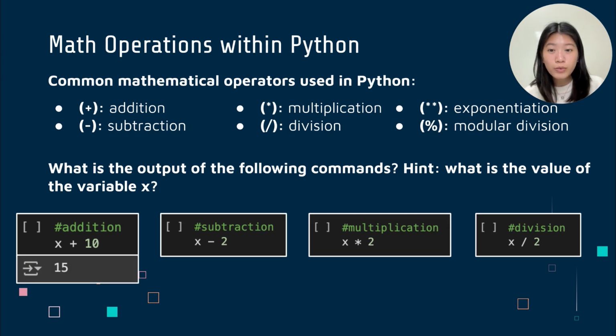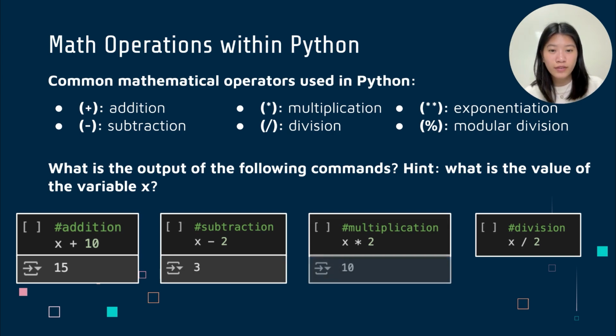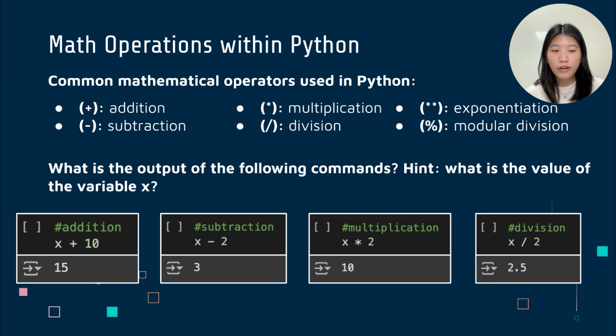For question number 2, we are doing x minus 2, and this will give us 3, because x, again, stores the value 5, and 5 minus 2 is 3. For question number 3, we do x times 2, which will give us a value of 10, because we are doing 5 times 2, which is equal to 10. And for our last question, we are doing division, so we're doing x divided by 2, and that will give us a value of 2.5, because we're doing 5 divided by 2, which gives us 2.5.